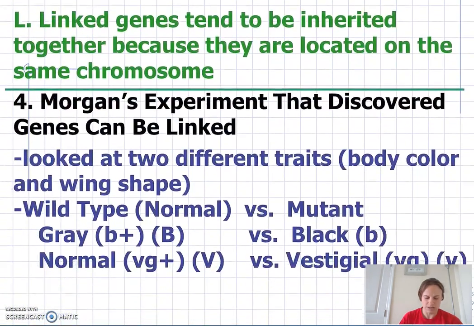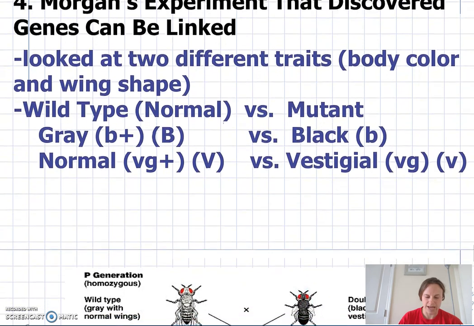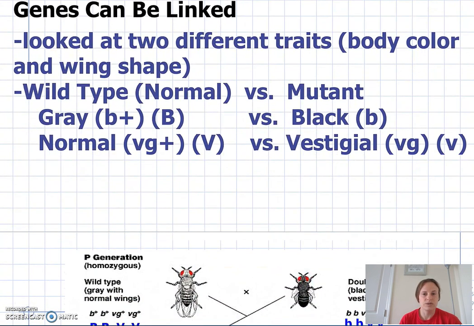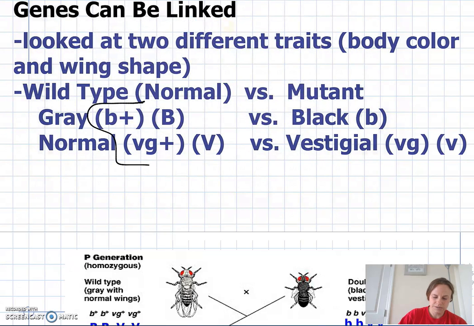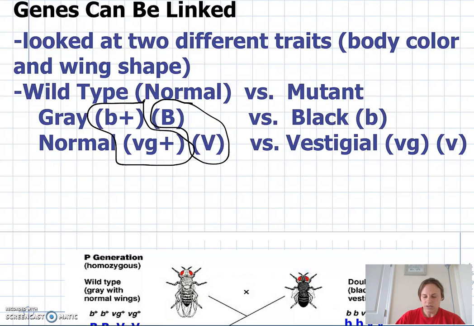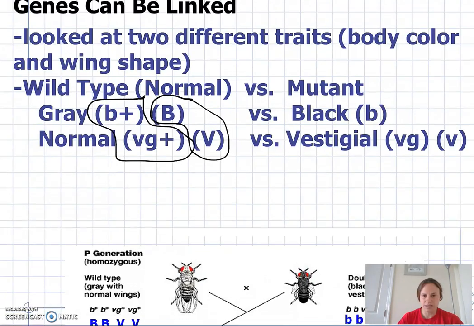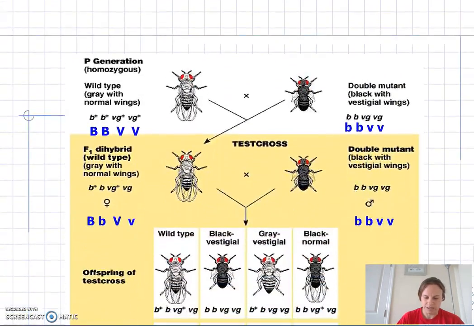So let's take a look at what Morgan actually did. Looked at the two different traits, body color and wing shape, and he looked at the wild type and the mutant for each one of those traits. Now the pictures kind of use this notation. I changed it to this just for simplicity's sake. So follow along with me and let's see what Morgan did.